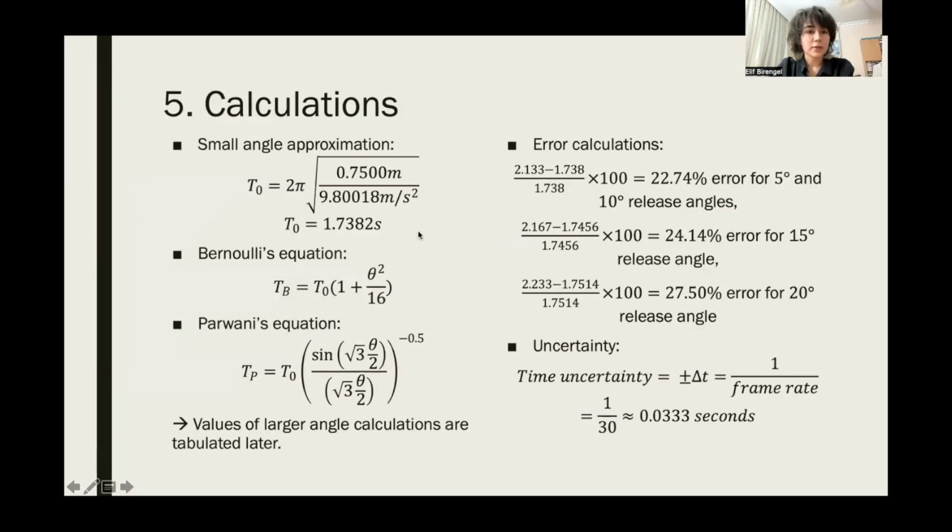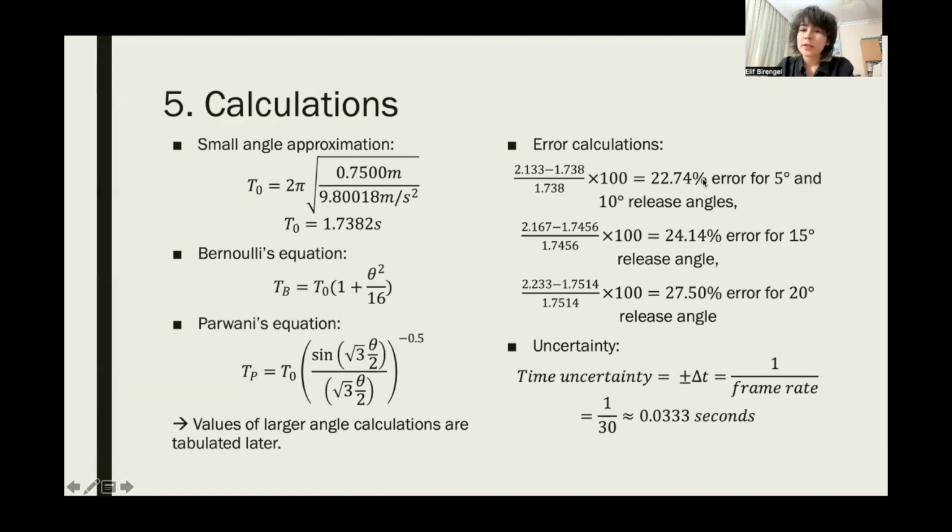And here are my calculations. For the small angles, so 5 and 10 degrees, I'm going to be using the small angle approximation, which is this value of the time period for every angle. And for the larger angles, so 15 and 20 degrees, I'm going to be using both Bernoulli's equation, this, and Parwani's equation, this.